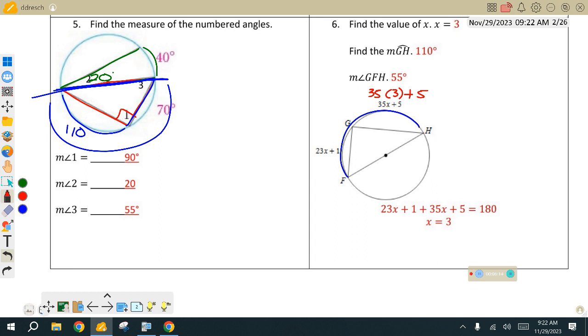GFH, trace it out. That's all that angle work we've been doing. Trace out GFH. It happens to be an inscribed angle. We just found that arc it goes to is 110, and because that's 110, half of 110 is, there we go. Okay.